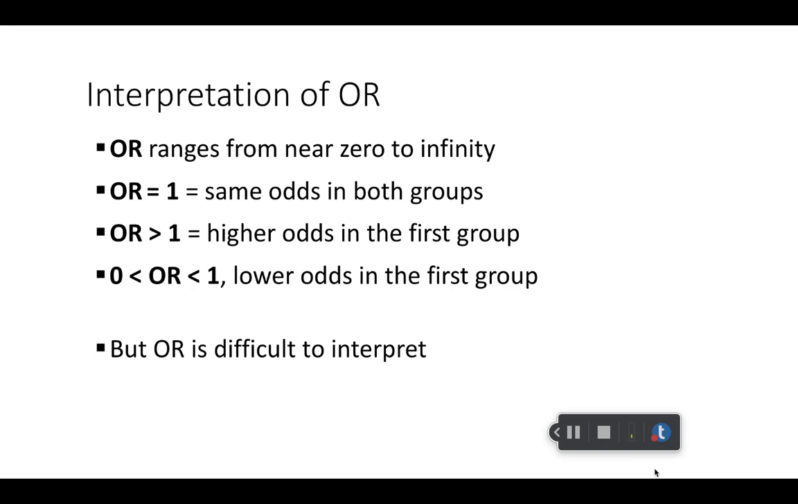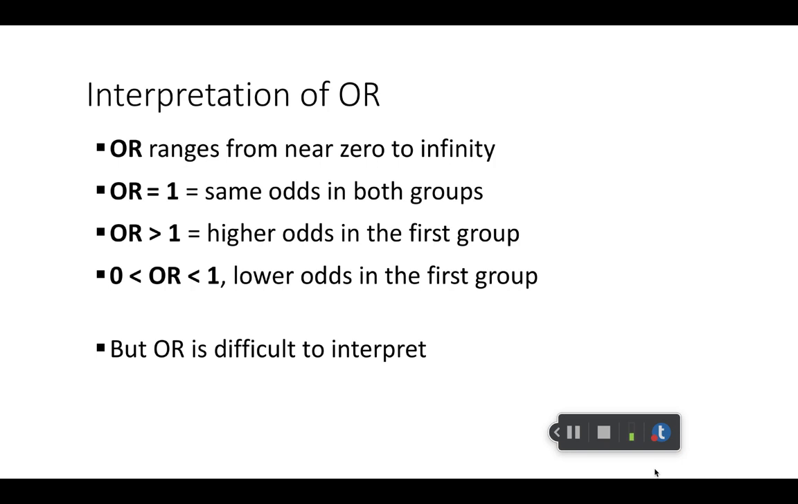Interpretation of odds ratio. The odds ratio ranges from near zero to infinity. An odds ratio of 1 means that the odds are the same, identical, in both groups. An odds ratio greater than 1 means the odds are highest in the first group. So if you're comparing treatment to control, an odds ratio greater than 1 means the treatment group had greater odds of the event than the control group. An odds ratio lower than 1, from 0 to 1, means that the odds are lower in the first group than in the second group.